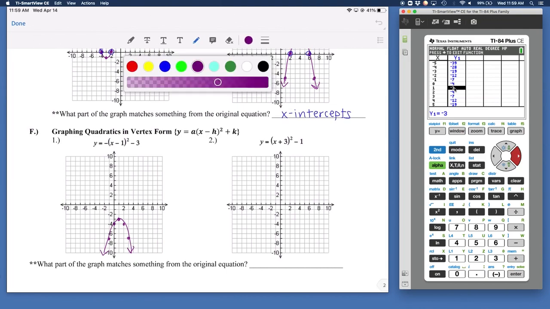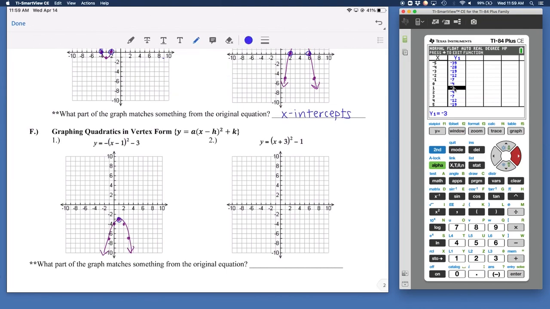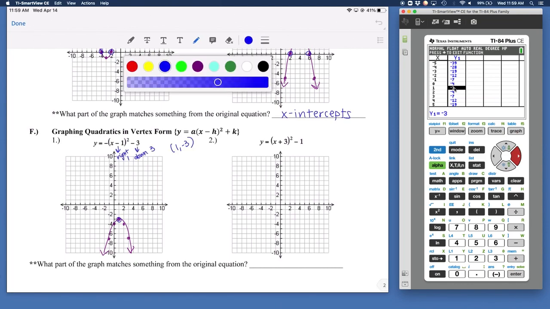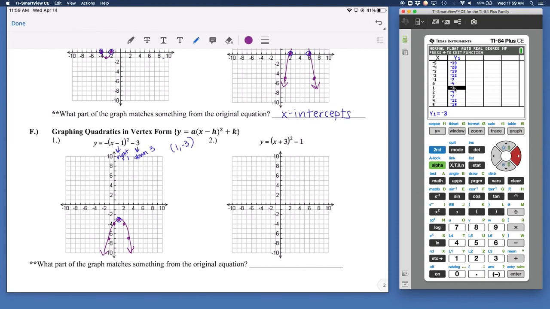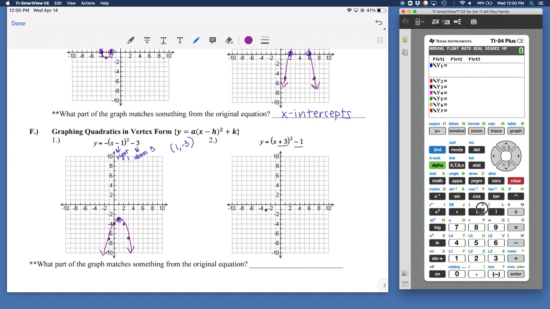So let's just look at it. So the vertex here, we got 1, -3. Remember this -3 means down 3. And then it's the opposite of what's in the parentheses, so we go right 1 rather than left 1. So it makes sense. My vertex is 1, -3. I could use that same idea over here and be like, okay, this goes left 3, opposite of what's in parentheses, and then down 1. So left 3, down 1. I'd expect my vertex to be at -3, -1, but let's just double check.